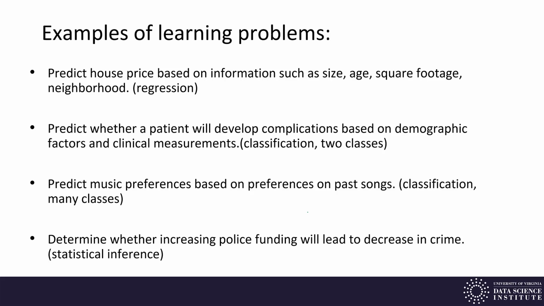The last type of problem for us to go through in our example list here is determining whether an increase in police function will lead to a decrease in crime. So this is more of a statistical inference problem, and probably one where, if somebody talks about it, you'd have to be careful to avoid talking about causality.